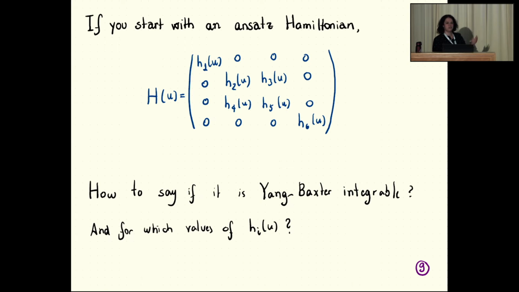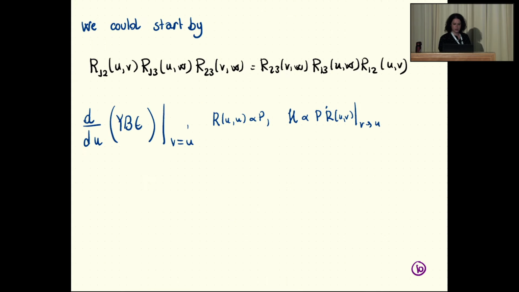Of course, for this ansatz we know, but it's just an example. We actually found some interesting things even here. But, okay, so we want to solve Yang-Baxter. Let's say we start by applying a derivative with respect to u, and then we send v to u. We could, in principle, try to solve this. It's very hard, that method I mentioned before.